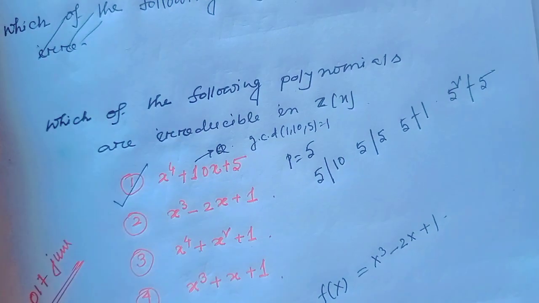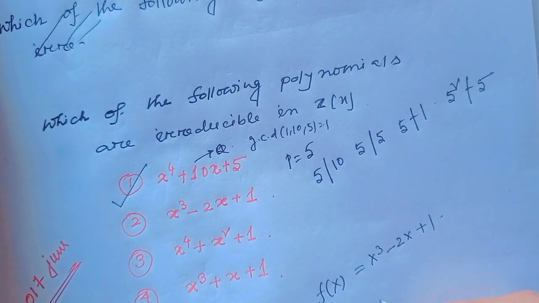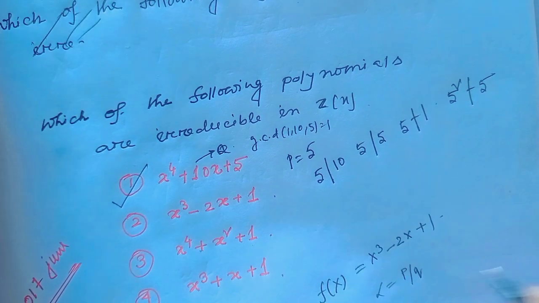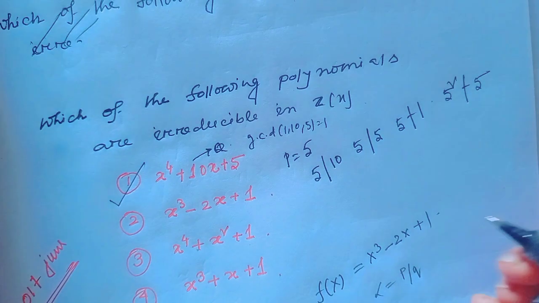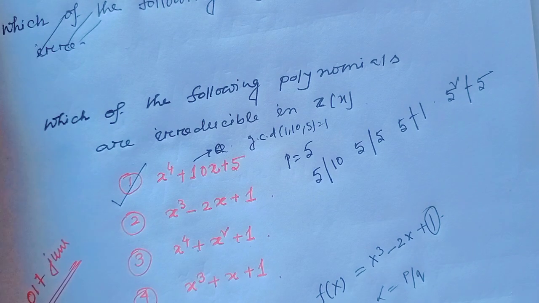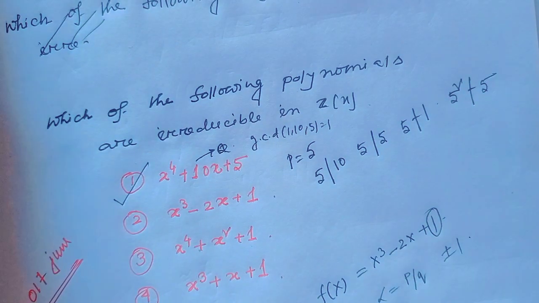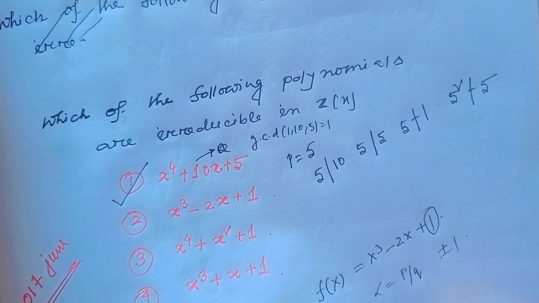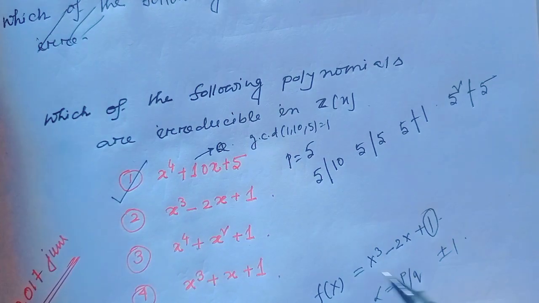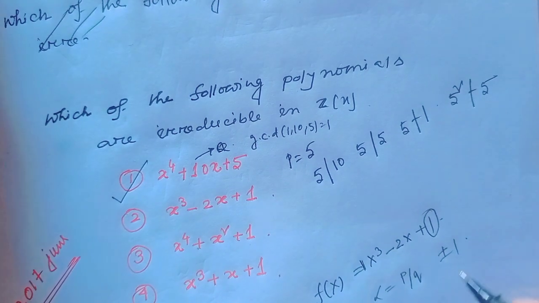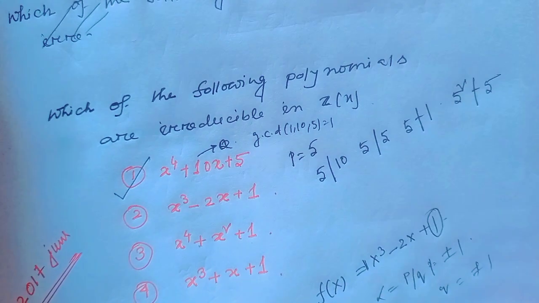Here I will use the rational root test. Here alpha = p/q, where p is the integer factor of the constant term a0, here a0 = 1, and the factor of 1 is plus minus 1, and q is the integer factor of the highest coefficient, here also 1. That means p = ±1 and q = ±1.